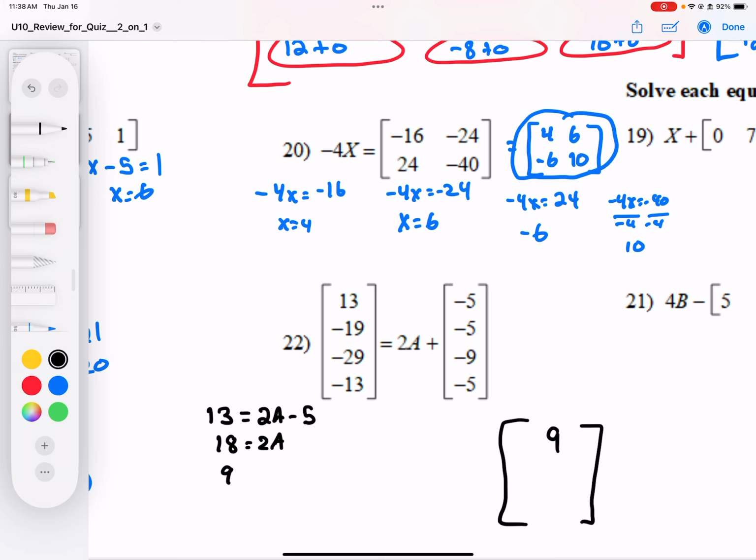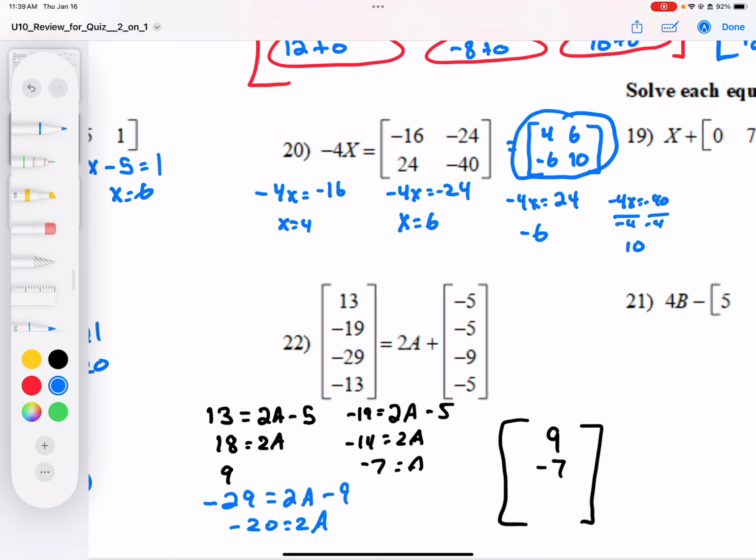Probably didn't leave myself enough space, but we'll figure it out. So now we go second elements. So -19 equals 2a minus 5. Add 5, that's -14 equals 2a, that's -7. So that's -7. Switch colors here. Now we've got the third element, so negative 29 equals 2a minus 9. Add 9 to both sides, that's negative 20. Divide by 2, you get negative 10.